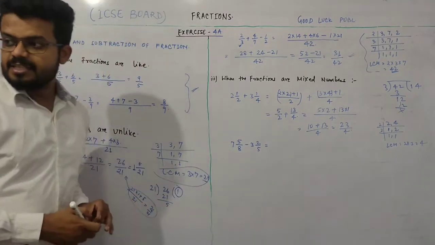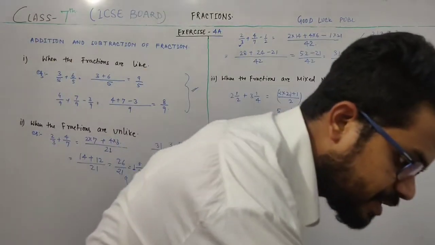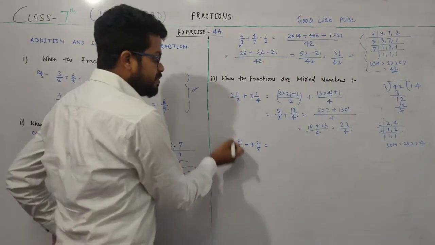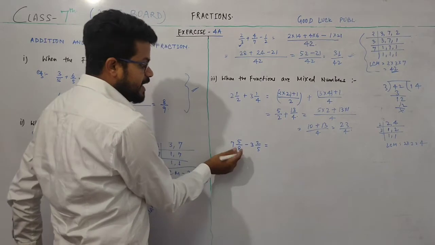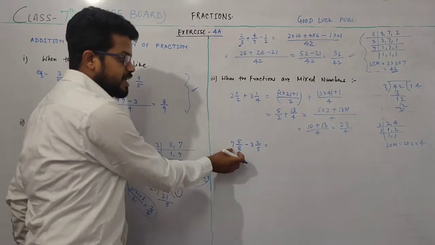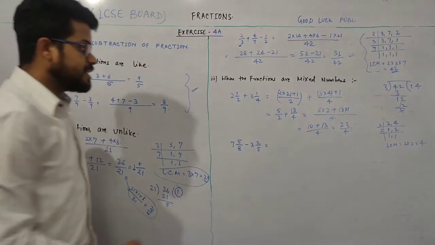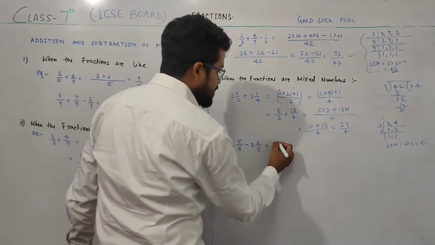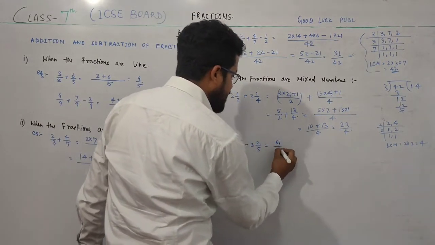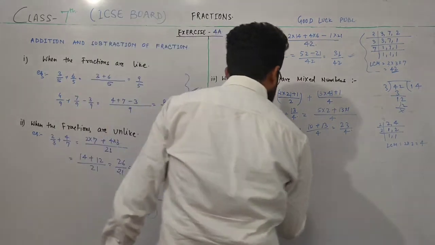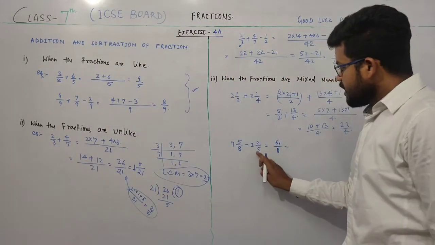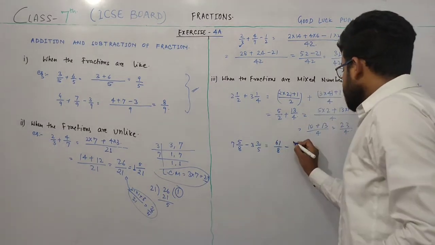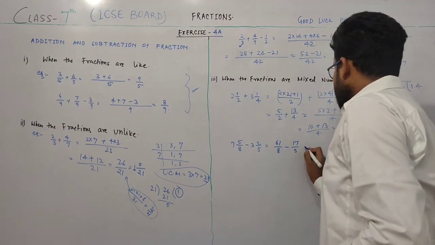Convert first this into the fraction. So I multiply this. 8 into 7 is 56, plus 5, 56 plus 5 is 61 by 8. Again, this is 5 into 3 is 15, and 15 plus 2 is 17. So I write here 17 by 5.